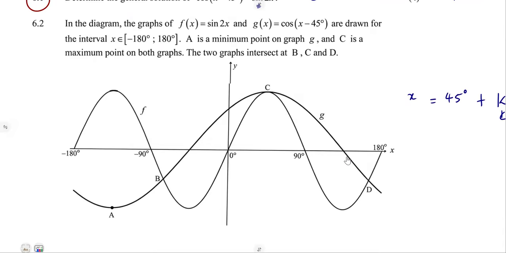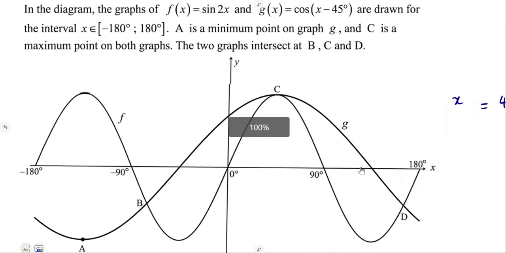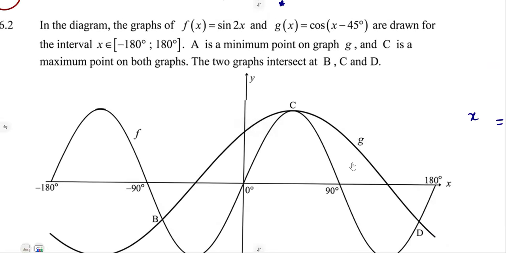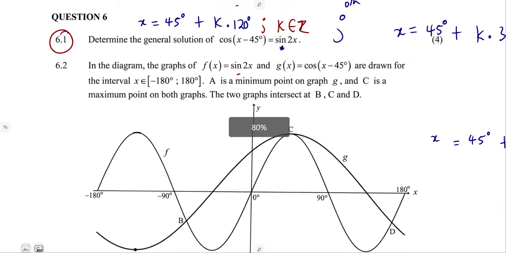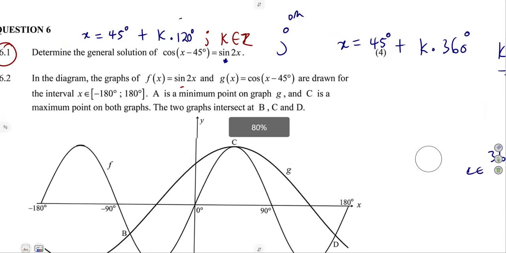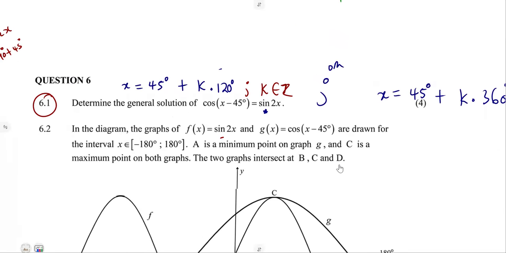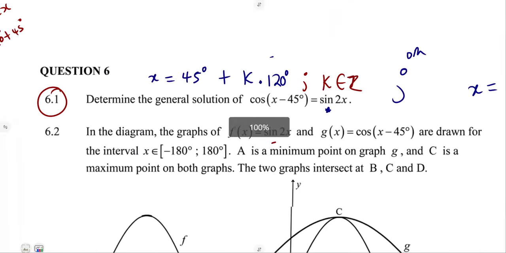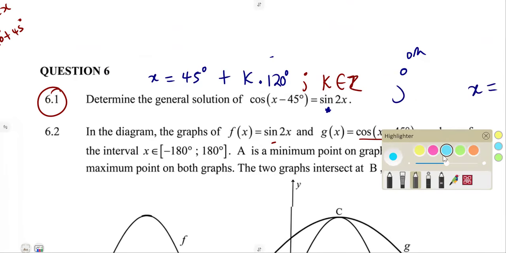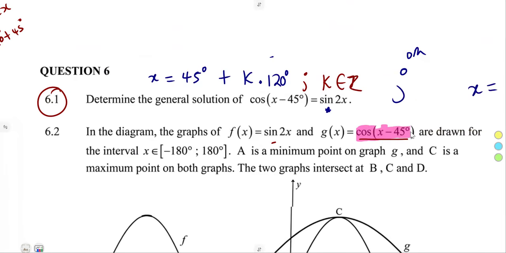a statement on 6.2 that in this diagram, our values were taken from minus 180 to 180, representing two graphs, f of x and g of x. Are we seeing that there's something about these two graphs, guys, if we consider before? Are we seeing that 6.1, it was about cos(x minus 45)? 6.2, cos(x minus 45). Guys, this is the same function, I mean the same trigonometric graphs that we have been working with. Cos(x minus 45), it is this one.